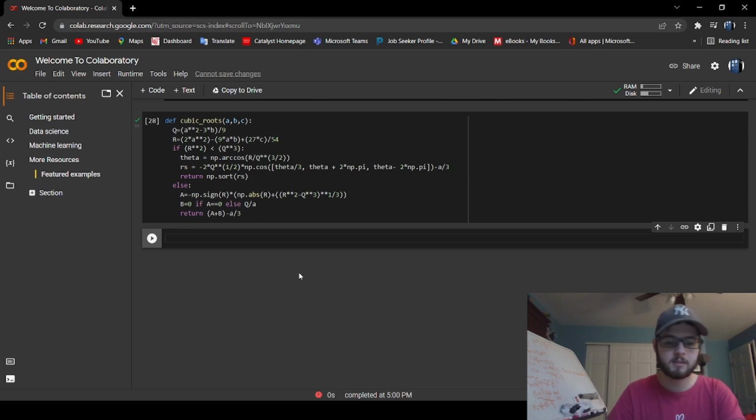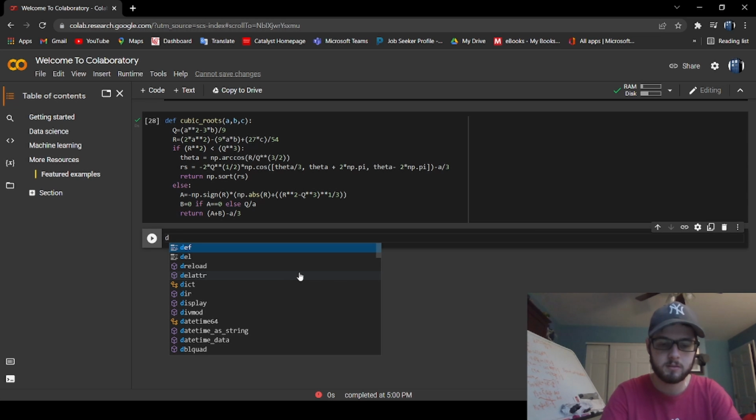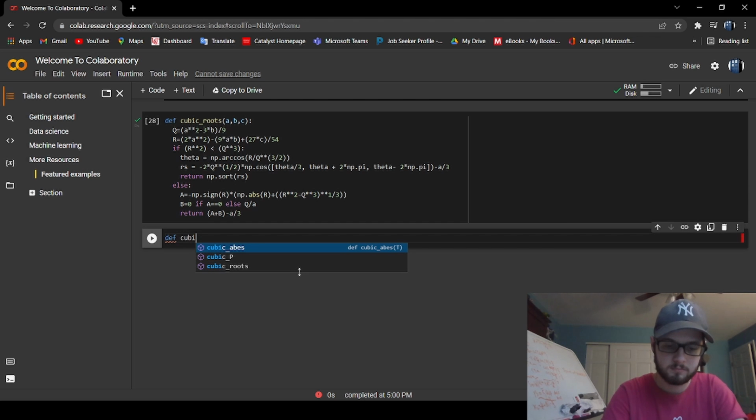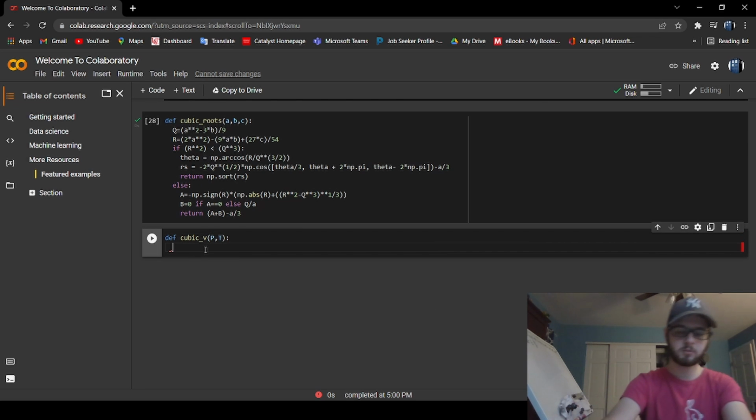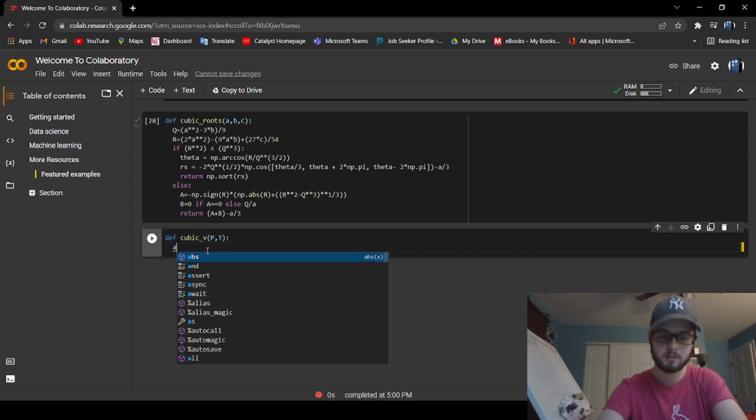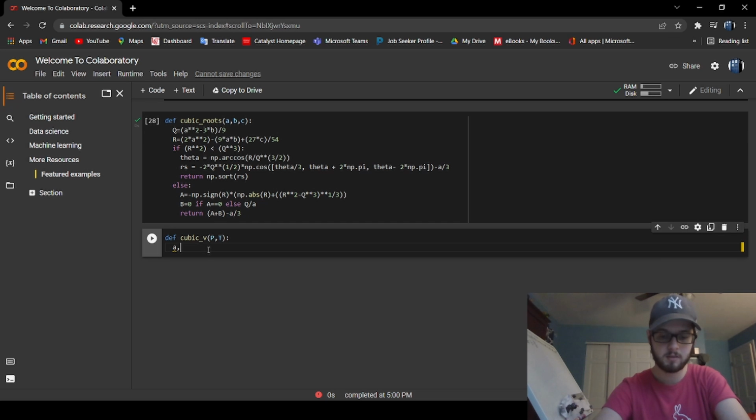Okay, and then the next thing to do is we're going to have to make a cubic volume. So we're going to define a cubic volume, and this one's going to be cubic V of P and T. No, P, not R. And in order to define this, we first need to do A, B, epsilon, and sigma is equal to cubic apes of T.